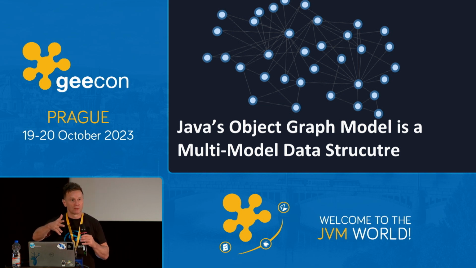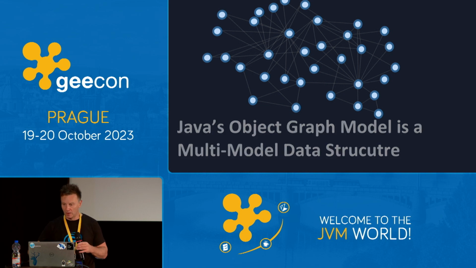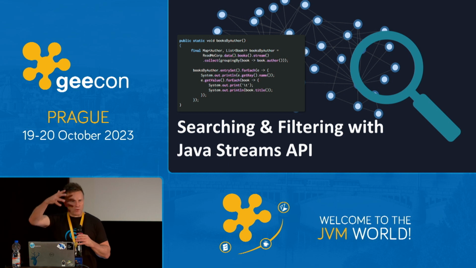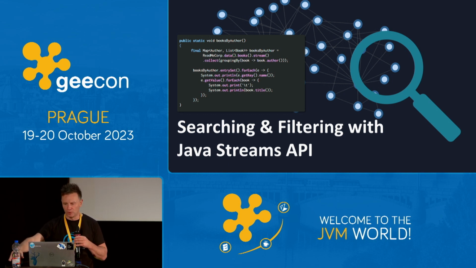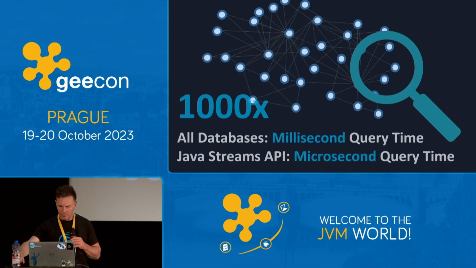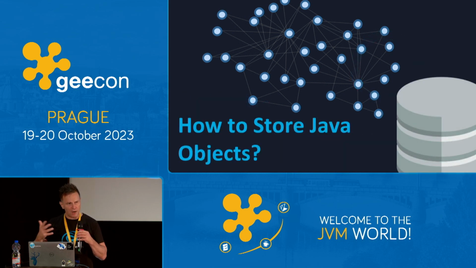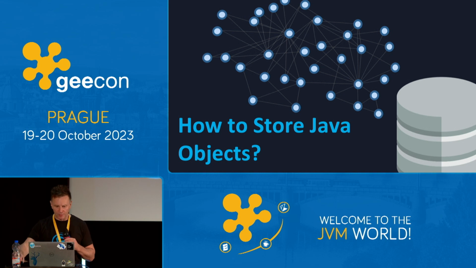Also vectors. So we don't actually need a vector database in Java. We can do this with core Java, searching with the Java Streams API. If you search an object graph in memory, it will take only microseconds. So this is the reason why we always talk about 1000x faster than a comparable JPA query. Here we talk about milliseconds. So super fast. And the question is how to store data. With EclipseStore, now you can store your objects very easily.